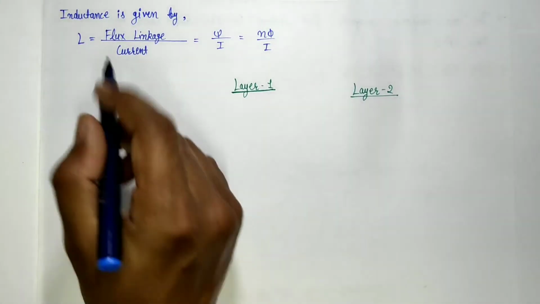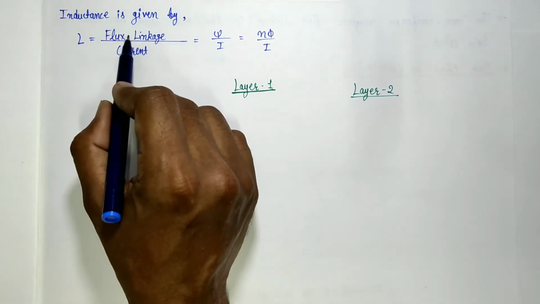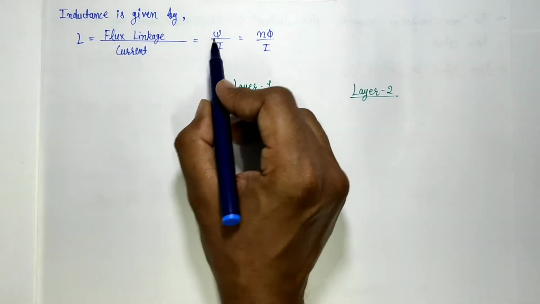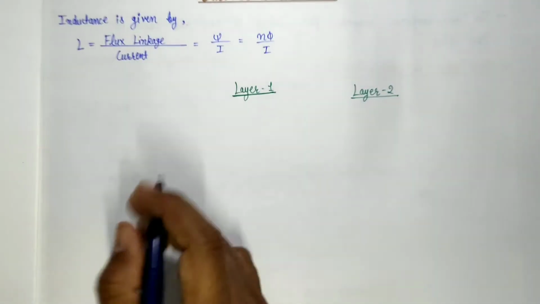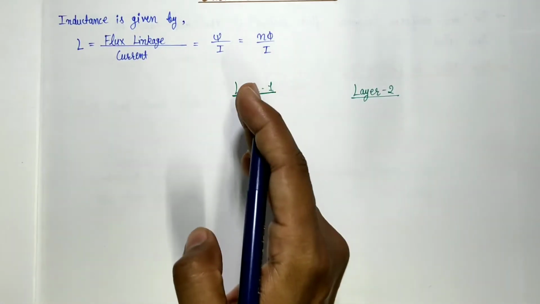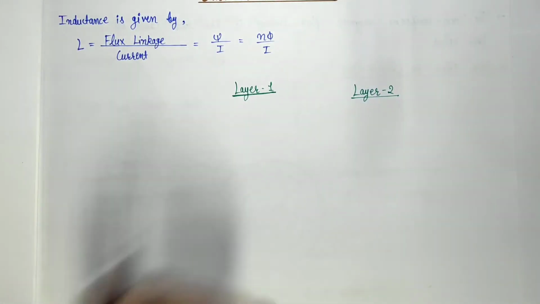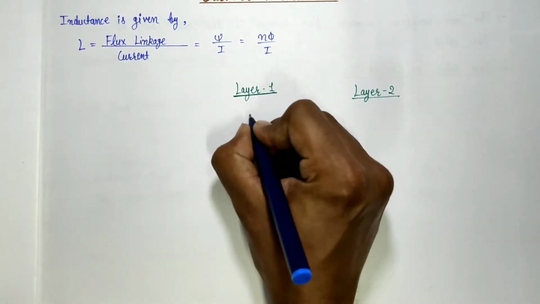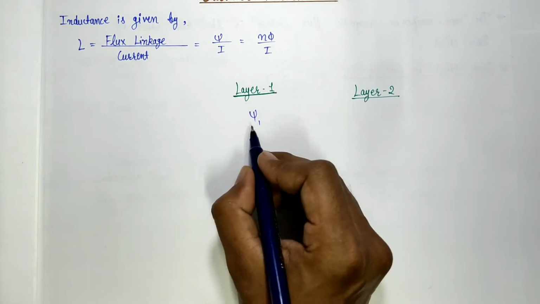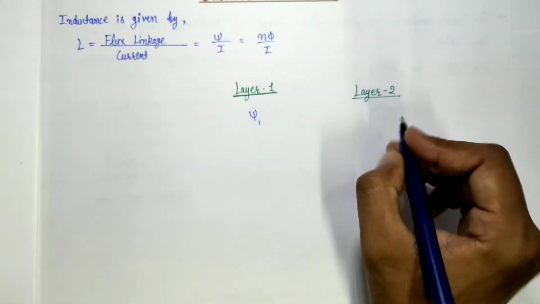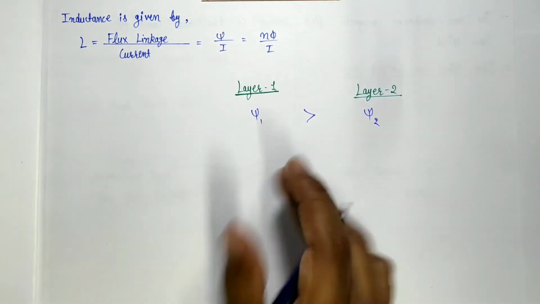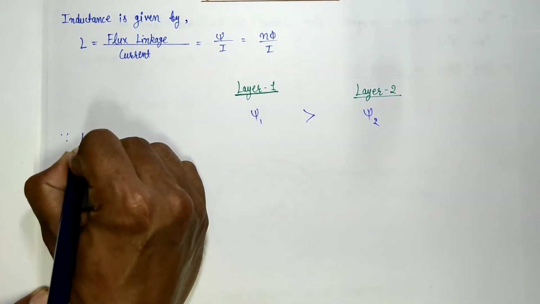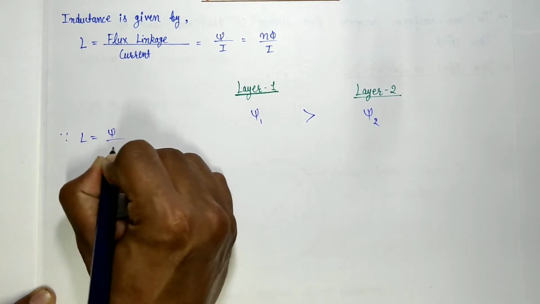Now guys, you should know that the formula of inductance is given by L equals flux linkage divided by current, or we can say psi by I, or N phi by I. So keep this formula in mind. Now guys, we will compare layer 1 and layer 2, which are the central layer and the outermost layer. As we know, psi 1, the magnetic flux linkage of the central layer, is greater than psi 2.